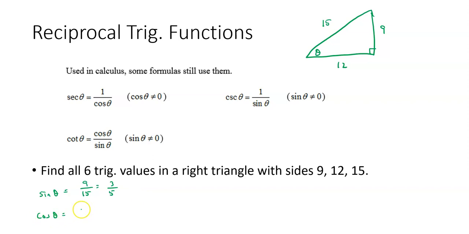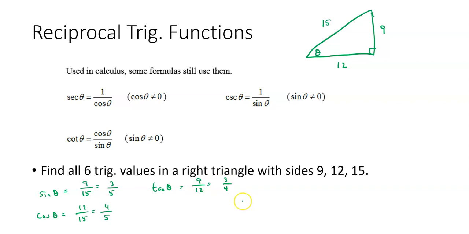Cosine of theta is adjacent over hypotenuse. So adjacent is 12, hypotenuse is 15. 12 over 15 simplifies to 4/5. Tangent of theta. Tan of theta is opposite over adjacent. So opposite over adjacent simplifies to 3/4.